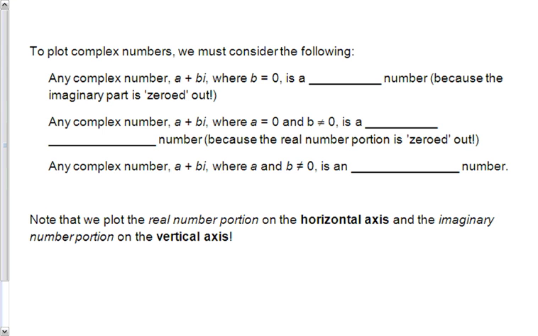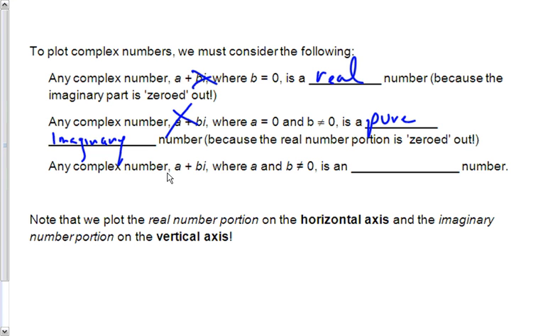So to plot the complex numbers, consider any complex number where b equals 0. That means this goes away. It's just a what number? Well, you just got the real part, because the imaginary part is ruled out. So it's going to be on, guess what axis? The real axis. On the other hand, if the a goes away, we have what we call a pure imaginary. There's no real part. All right?